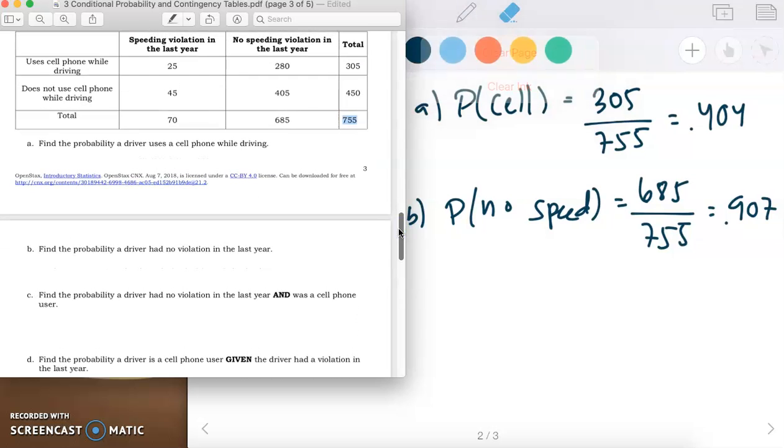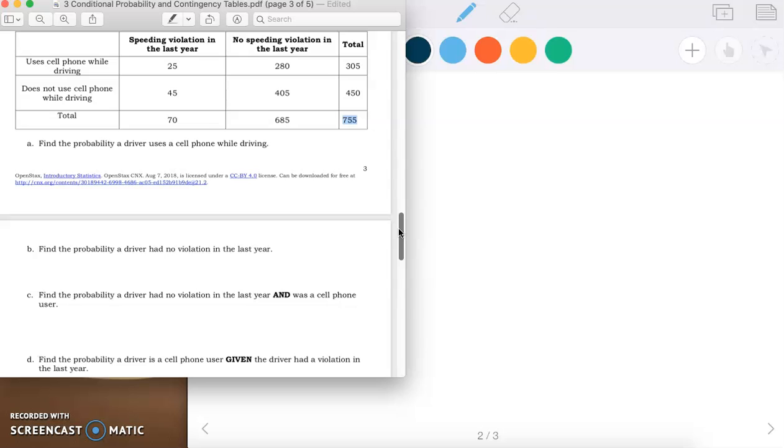All right, so for part C, we have find the probability that a driver had no violation in the last year and was a cell phone user. Now, this one's a little different than the given, right? In the given, we're assuming that one thing is already known to be true. This is not the same thing. We're actually looking for the intersection and saying what's the probability that both of these things are true out of the total number of drivers.